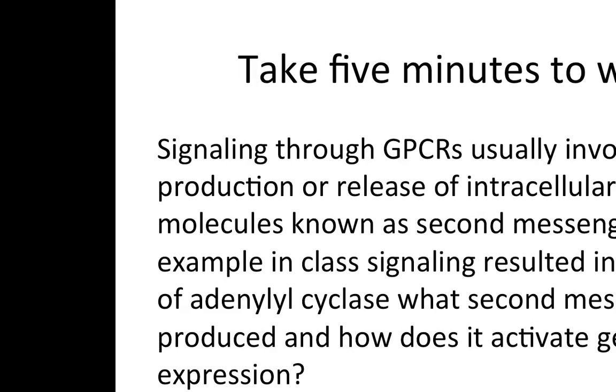Exactly. So signaling through the GPCR that we talked about on Tuesday activates adenyl cyclase, which is the enzyme that makes cyclic AMP. If you think about the names, adenyl cyclase, it makes things cyclic. Cyclic AMP. Exactly. So that's a second messenger. Second messengers are small molecules that help to relay the signal from the G protein or from the receptor to the rest of the signaling pathway.